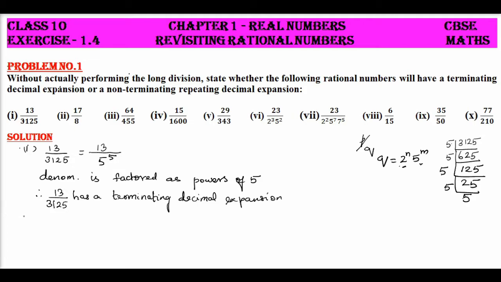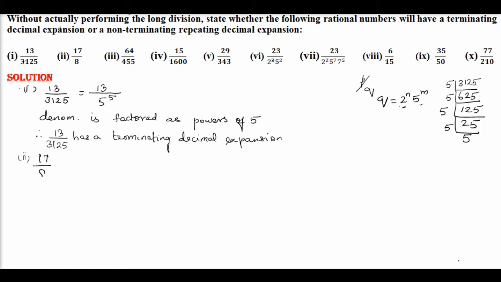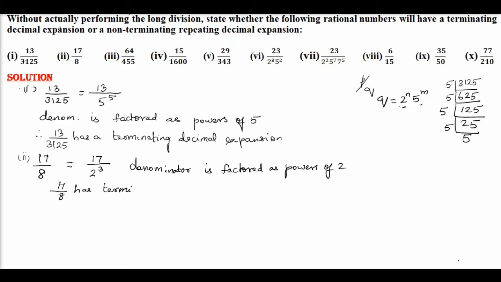Okay, now we'll go for second subdivision. Second subdivision is 17 by 8 and the numerator is 17 as it is and the denominator is 2 cubed. So now the denominator is factored as powers of 2. Therefore, 17 by 8 has terminating decimal expansion.